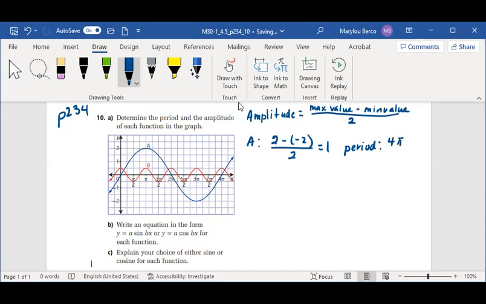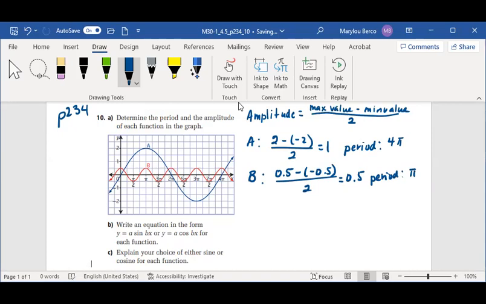Okay, for graph B, the amplitude is max minus min divided by 2, which is 0.5. And the period is pi.